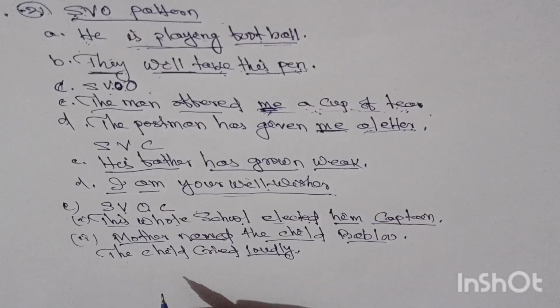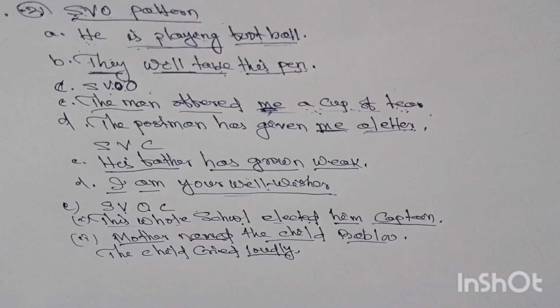Similarly, Sita is dancing beautifully. Beautifully is known as the adjunct. In this way, you know the patterns of the simple sentence. There are 5 types of patterns you have to remember. Besides these 5 types, one extra pattern is also present in the simple sentence, that is called SVA. A means adjunct. This is about the simple sentence.